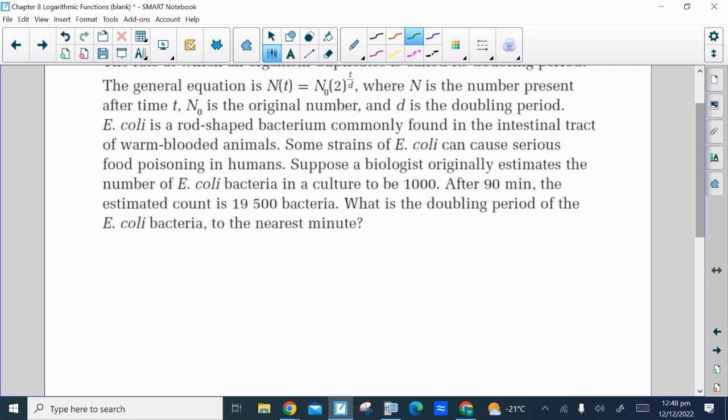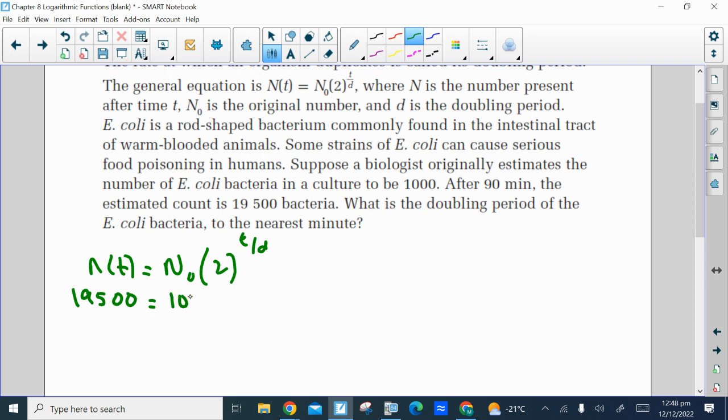So we're using this formula. N at t equals n sub 0 times 2 to the power t over d. So the reason the base is 2 is because the number of organisms is doubling every so often, and we're trying to find out what is that doubling period. N at t represents the number at the end, which was 19,500, and that equals n sub 0, the initial amount, which we're estimated to be 1,000, times 2 to the power t over d. T is the time, which is 90 minutes. We want to know what d, the doubling period, is to the nearest minute.